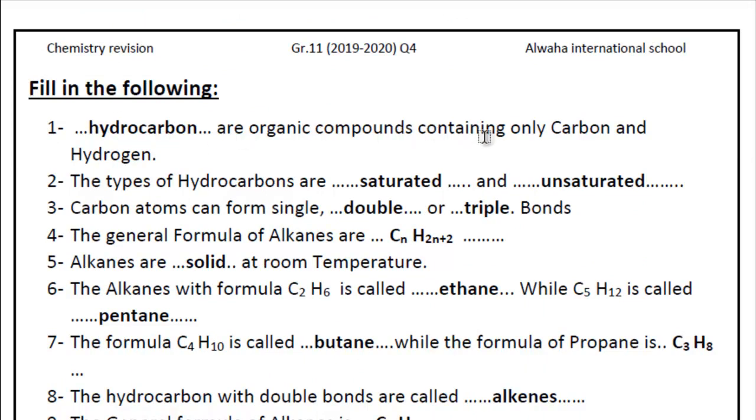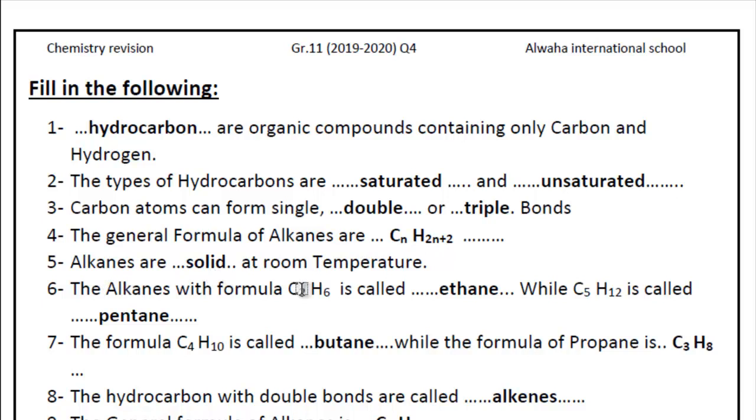Hydrocarbons are organic compounds containing only carbon and hydrogen. Number 2, the types of hydrocarbons: saturated and unsaturated hydrocarbons. Number 3, carbon atoms can form single, double or triple bonds. The general formula of alkanes: alkanes have the formula CnH2n+2.